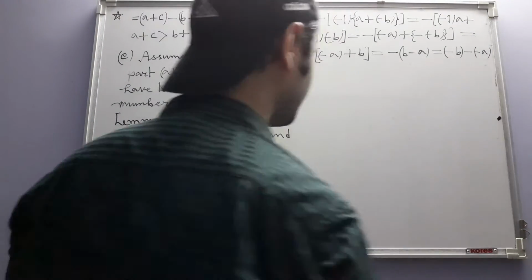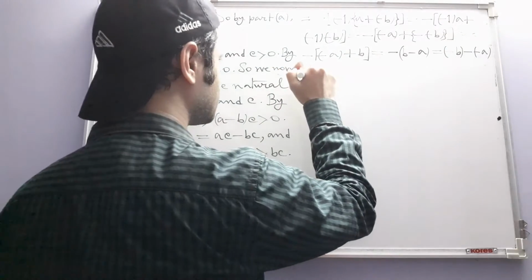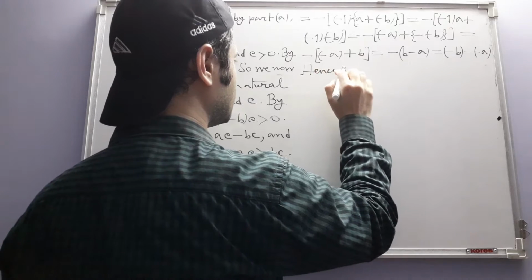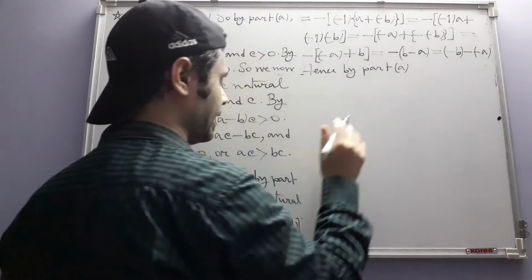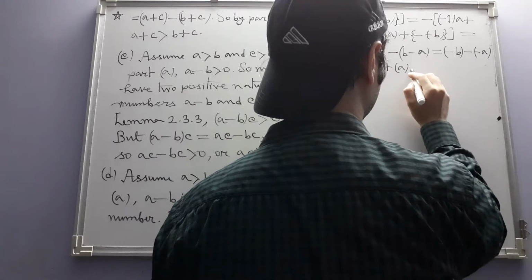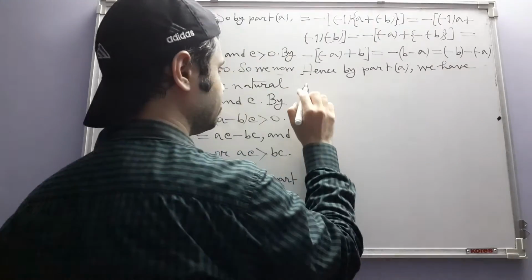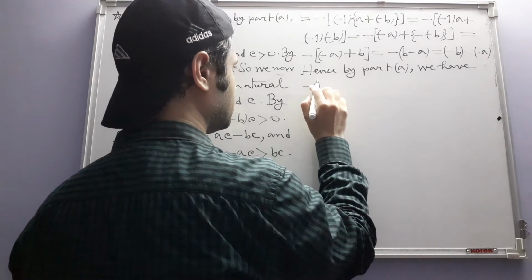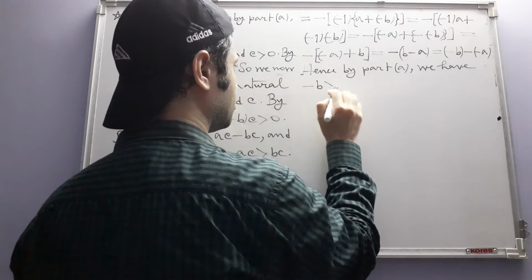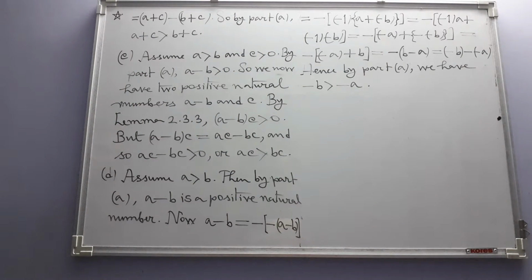So this is also a positive natural number. Hence, by part A, yes, so all these parts are actually consequences of part A. We have minus B greater than minus A. So if A is greater than B, then minus A is less than minus B.